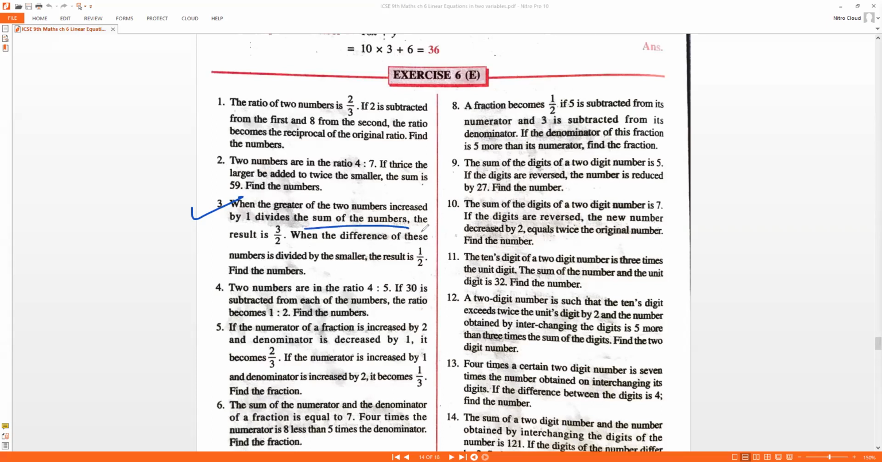Don't worry, we'll write the equation, right? When the difference of these numbers, here you don't have to think much, okay? We have assumed that x is greater than y, so if the difference is positive, you will say x minus y, okay? Is divided by the smaller, the result is half. That is, x minus y upon y is 1 upon 2. We have to find the numbers. All right, so let's go to the whiteboard.